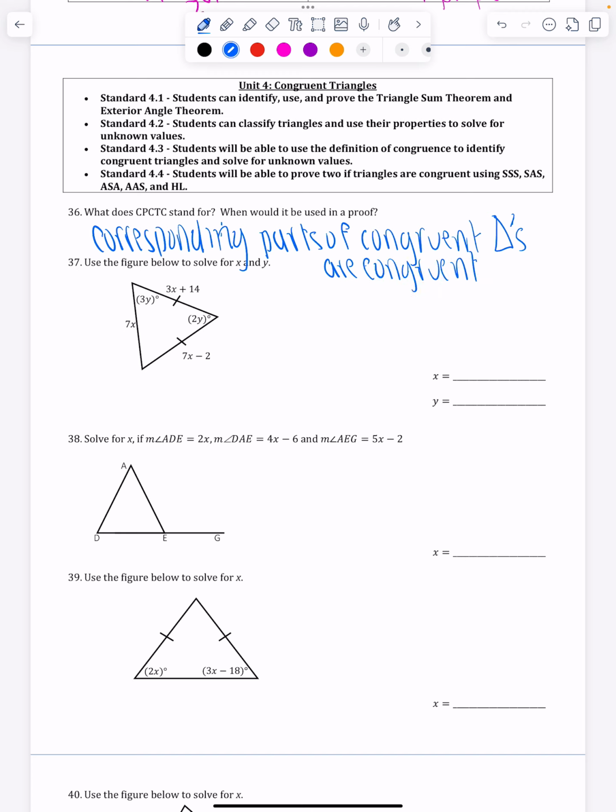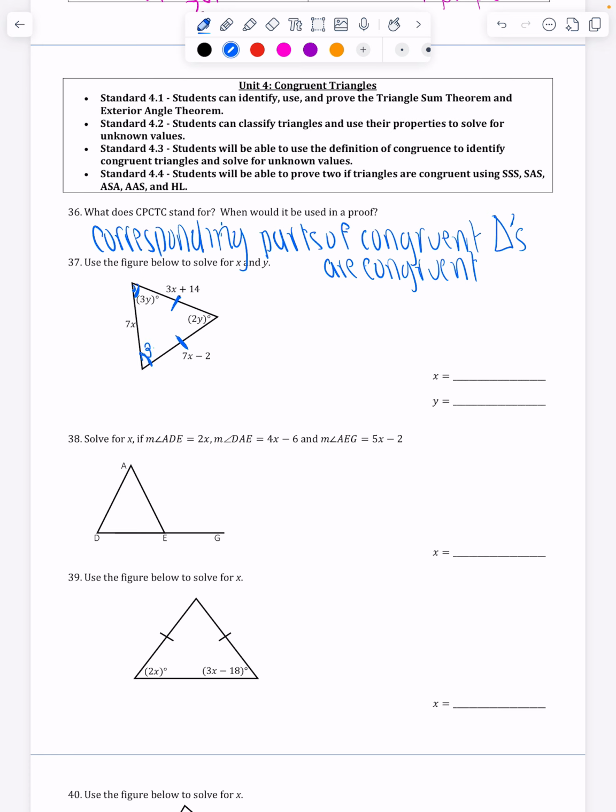Remember, that's when we're using angle-angle-side, side-angle-side, and all of those wonderful ones. You've got to prove the triangles are congruent first, and then you can say their parts, like their angles or their sides, are congruent. In this one below, I want to point out that these say that they're congruent, which means it's an isosceles triangle, which means these two base angles are going to be equal.